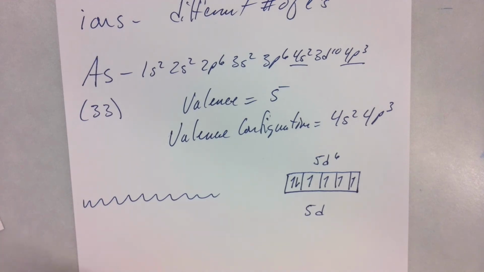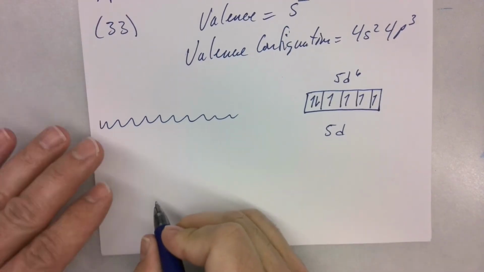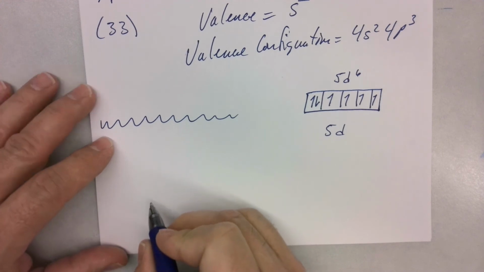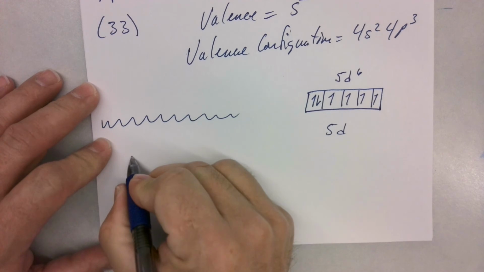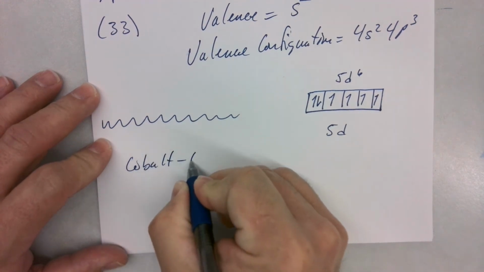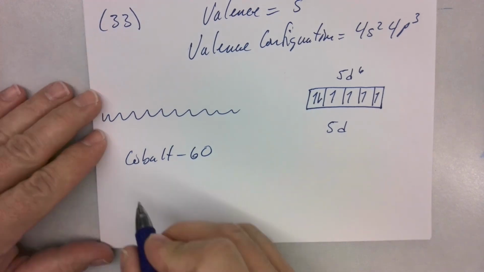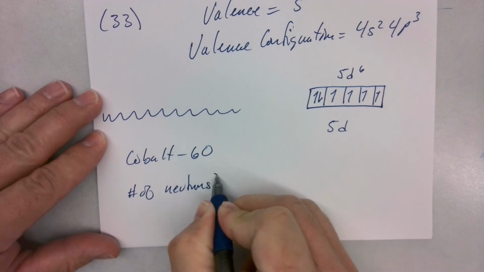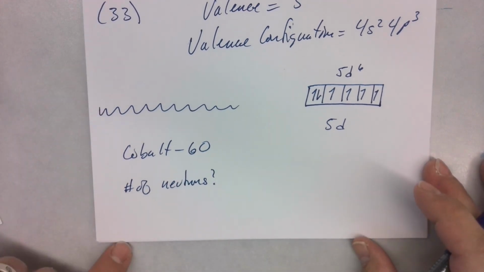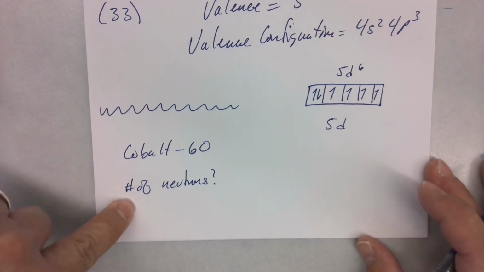Can you go over writing isotopes again? Yeah. So let's do this. Let's say I gave you cobalt 60. I want you to write the isotopic symbol and tell me the number of neutrons. Okay, let's go for 10 hands. I want 10 hands with the isotopic symbol and the number of neutrons.